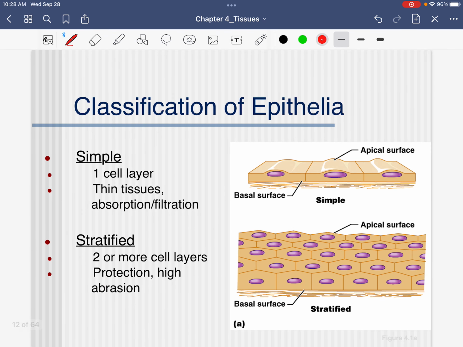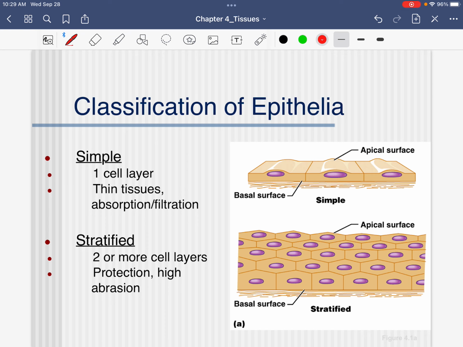Of course, if it is a simple epithelial tissue, it has one layer. If it is a stratified epithelial tissue, it has two or more layers. And the beauty is that we can start to do some critical thinking and use our brain. If an epithelial tissue has one layer, in other words, it's thin, probably its function is going to be some type of filtration, absorption, secretion.